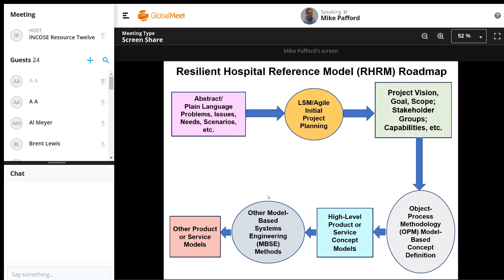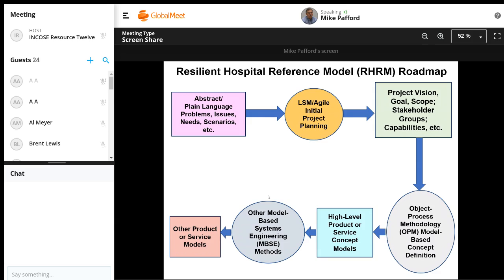And so what we get from that, of course, is we try to get codified and collected project visions, goals, scope, stakeholder, and group capabilities, and that type of thing. And that initial project planning work is meant to come up with a good group of stakeholders and a good group of capabilities. Now, what we're currently working on is the model-based concept definition phase you see in the lower right here of our MBSE work, using the tools you may know about called OPCAT and OPCloud.